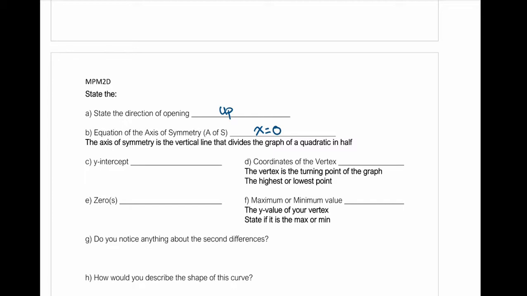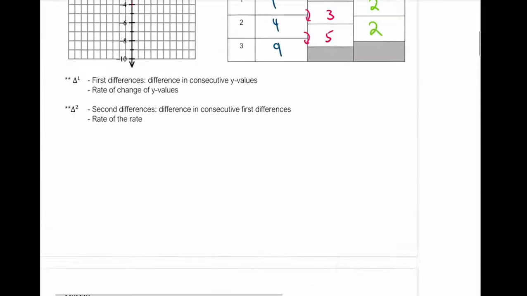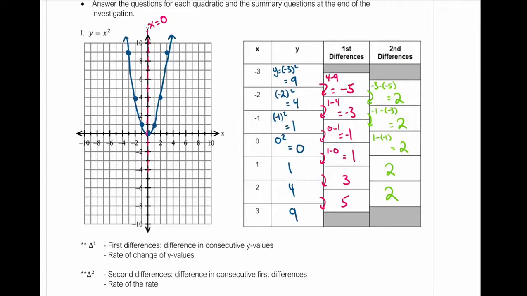The y-intercept, so where does it cross the y-axis? In this case, it crosses at 0, right? Because we had that one point right at (0, 0). Actually, let me go back up, we'll label it. So there's our y-intercept, (0, 0).